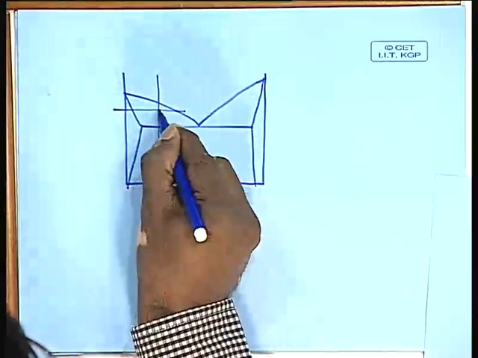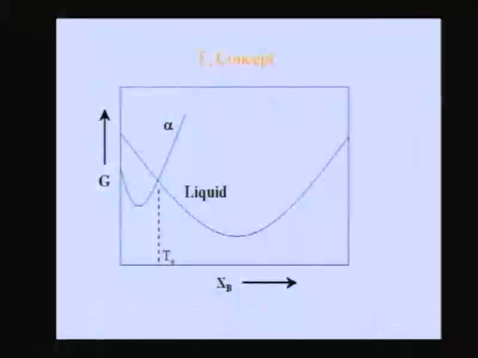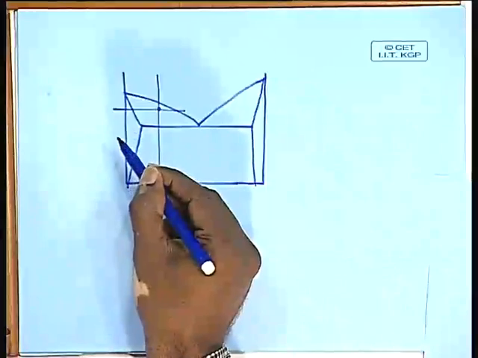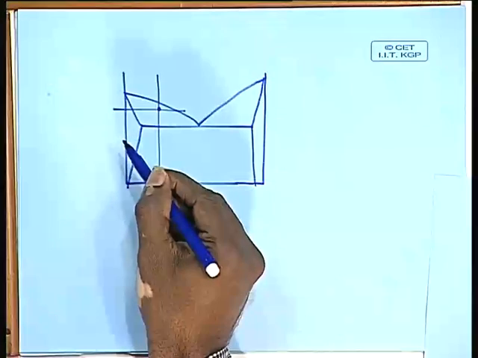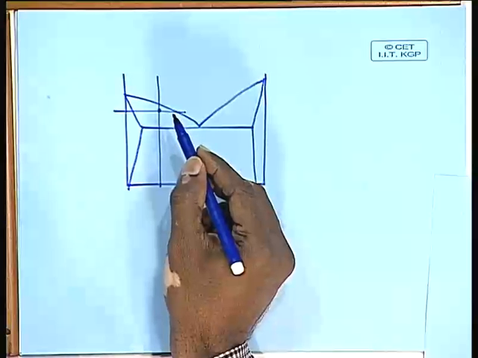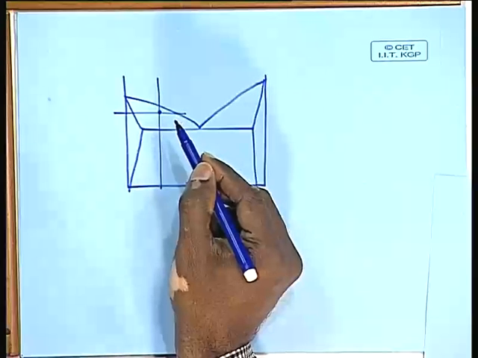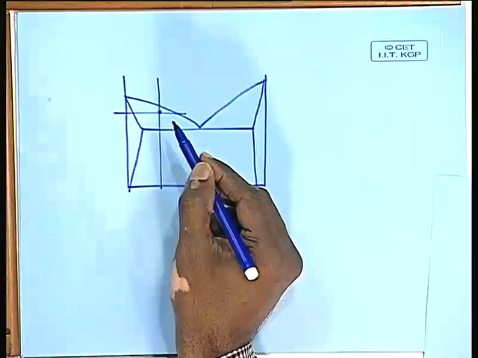If I take an alloy and then cool it to this temperature, because this free energy curve is always drawn at a fixed temperature, and then look at the free energy of the liquid and the free energy of the solid, I see that the free energy of the solid is higher than the free energy of the liquid at any composition on the right of this particular intersection. And what does that mean?